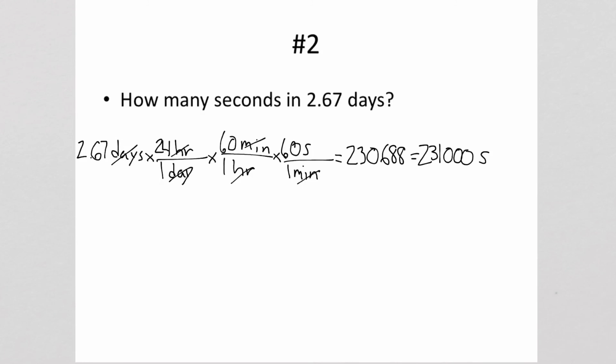Alright, so we get 2.67, and that's so many days. There's 24 hours in a day, because remember I'm trying to get to seconds, so that'll help get there. Hours to minutes, minutes to seconds. Then I go back and fill in my numbers. I have 3 sig figs I start with, so I need 3 to end with. 1, 2, 3. These zeros with no decimal are just placeholders.